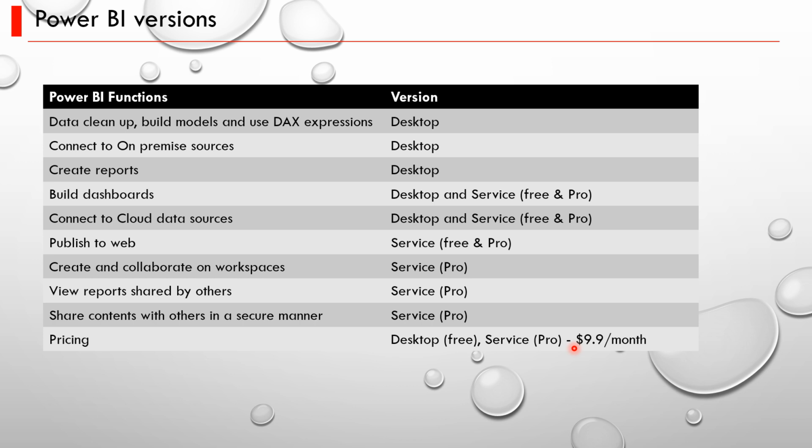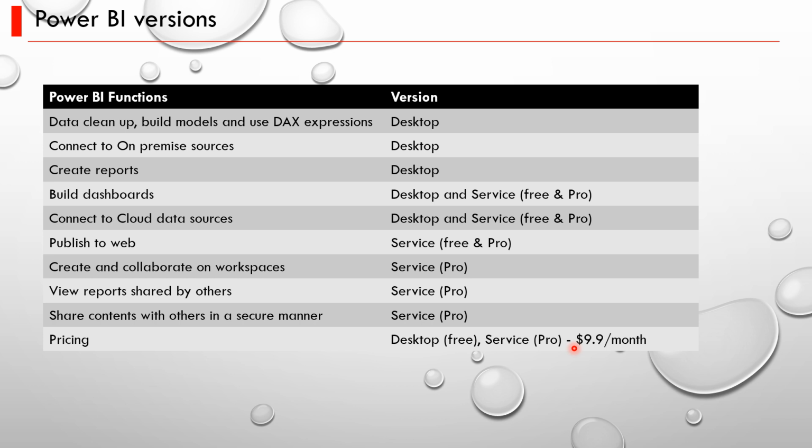So, connecting to cloud data sources: you can use your desktop to connect to cloud data sources like web, Azure, and data from Twitter. You can use your desktop and your Power BI Service, the free and the Pro version, to connect. Then publishing to web: you can use Power BI Service and Power BI Pro. Desktop is the development area, and you can publish to web with desktop.